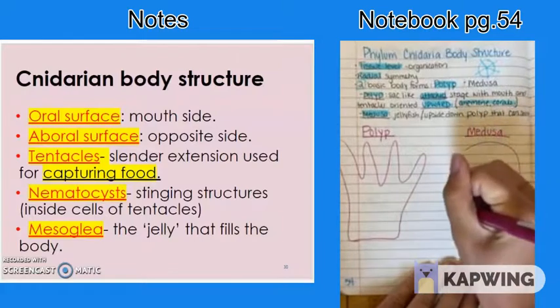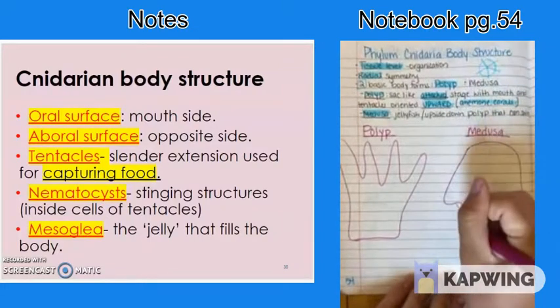All right, so a few different things about our body structure. We've got the oral surface, which self-explanatorily means the mouth side. The aboral surface would be the opposite to the mouth side, and that would be basically where the mouth is not. All right, our tentacles are these slender extensions that are actually used for capturing food. So these tentacles are not helping these organisms swim. They are basically solely there to help them to capture food.